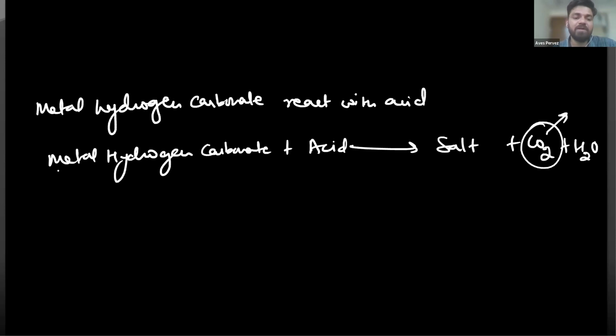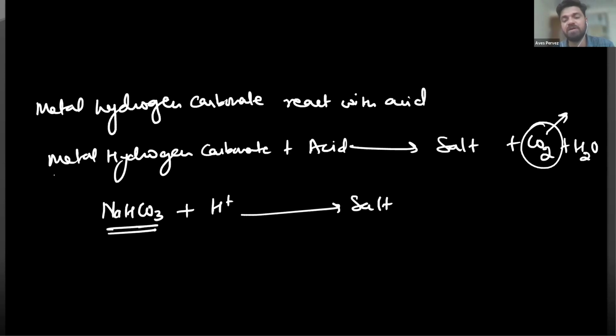Okay. Now what would happen here? Now you are going to have sodium hydrogen carbonate. This is baking soda. When you add it with acid, it will produce some salt, because this is a metal hydrogen carbonate, plus water plus carbon dioxide. Carbon dioxide is produced. And what is the role of this carbon dioxide? This carbon dioxide helps in making the bread fluffy.